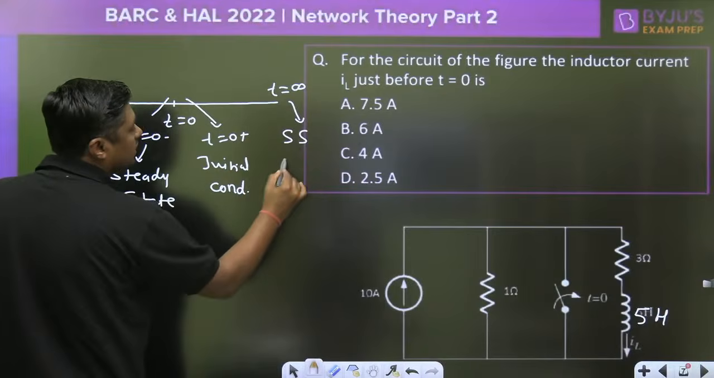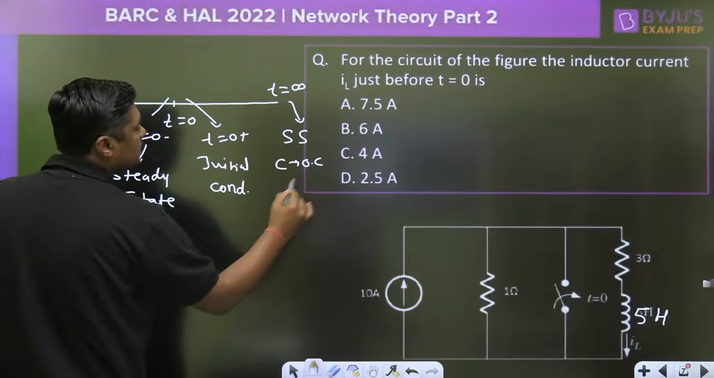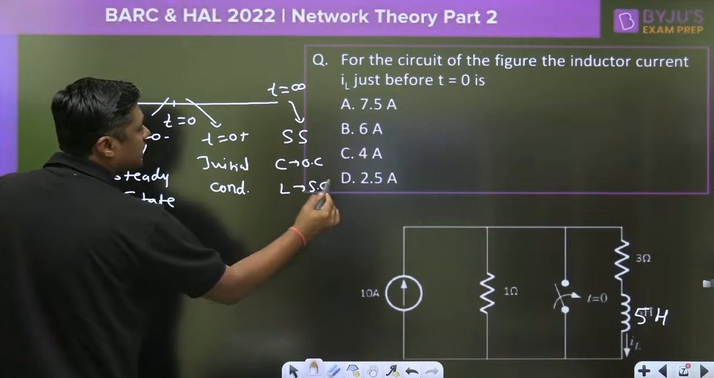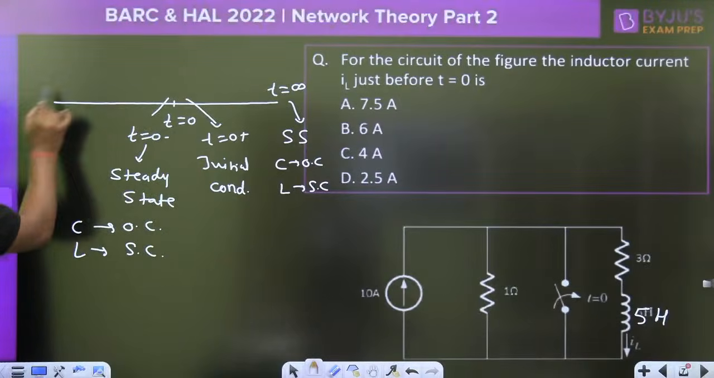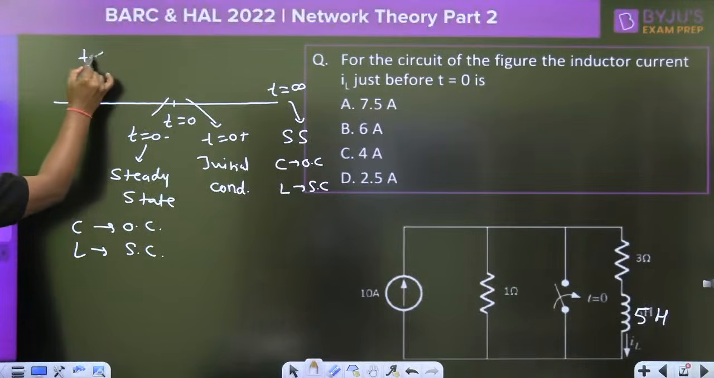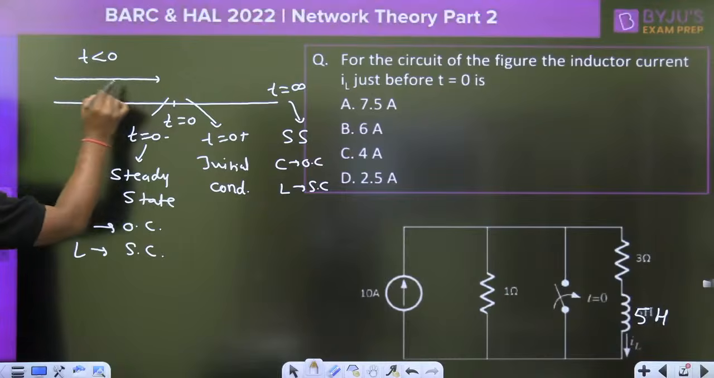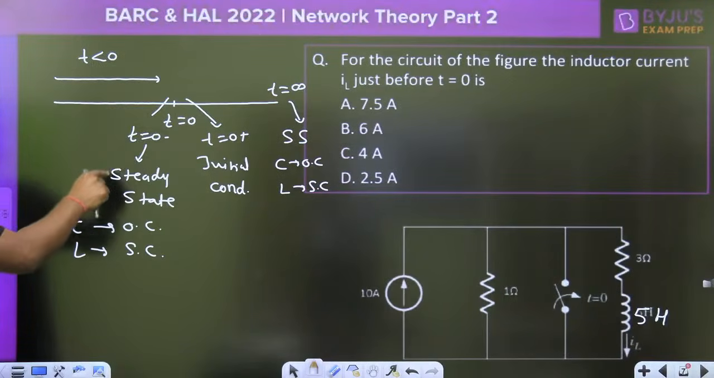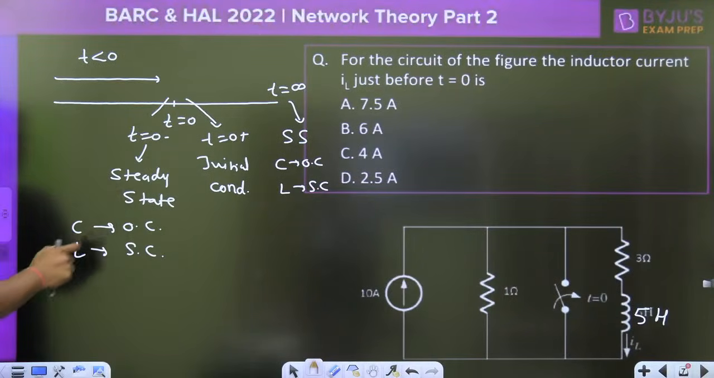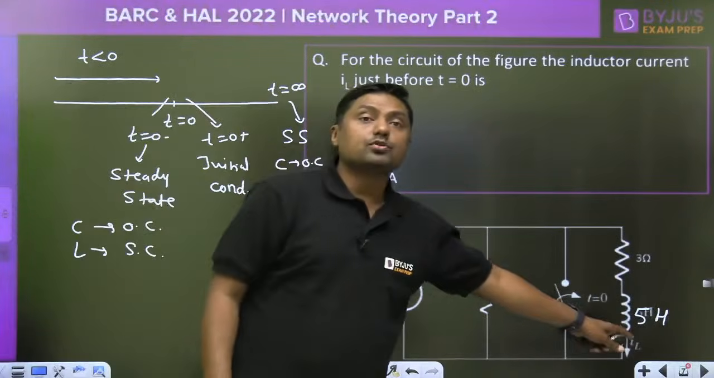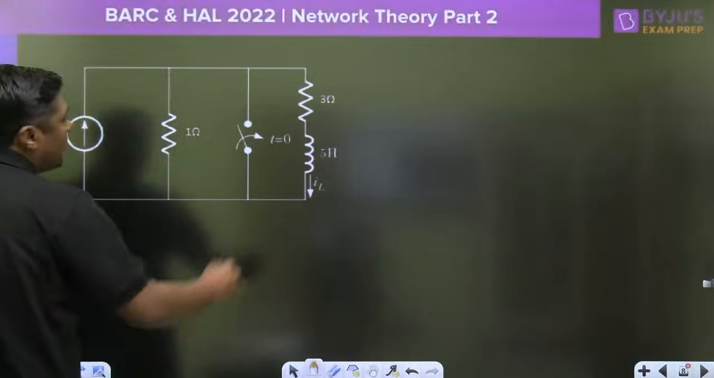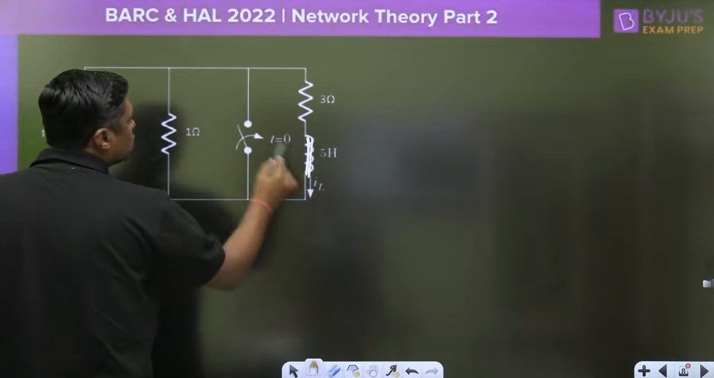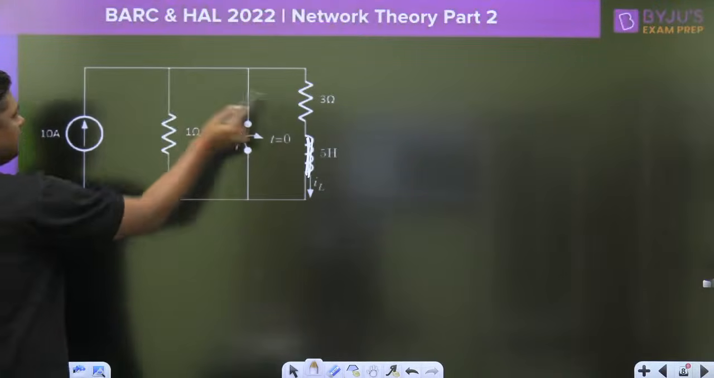Steady state. Again, capacitor acts as an open circuit, inductor acts as what? Short circuit. Remember this point. And that is for t less than 0. So always remember, at t equal to 0 negative, for DC the circuit will be in steady state. So what is the condition? Inductor will act as what? Short circuit.